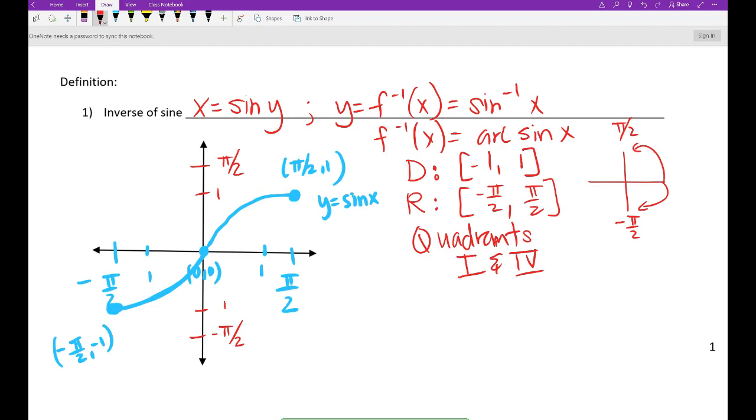Or can I switch what? The x and y. Why? Don't I have 3 points on there? Can I just switch those? Yeah, 0, 0 stays, right? But pi over 2 comma 1 is no longer pi over 2 comma 1. It is now 1 comma pi over 2. Then negative pi over 2 comma negative 1 is now negative 1 comma negative pi over 2.